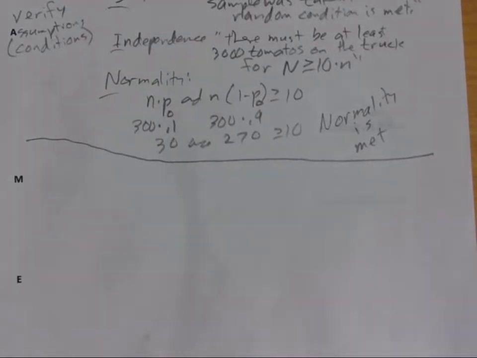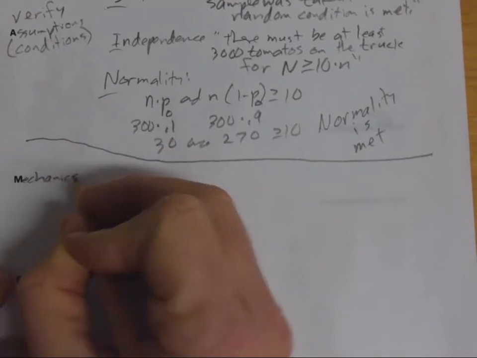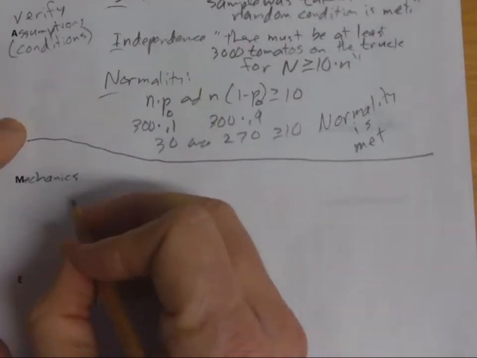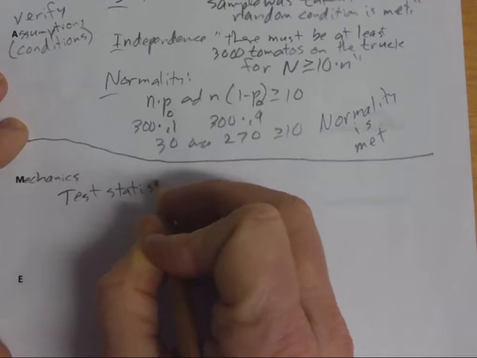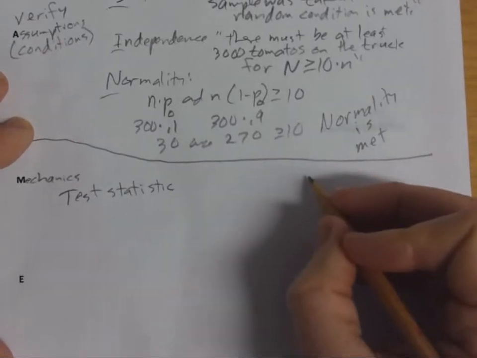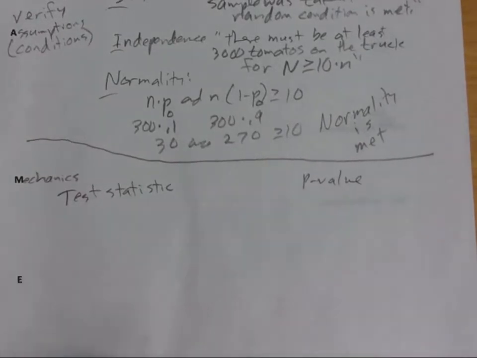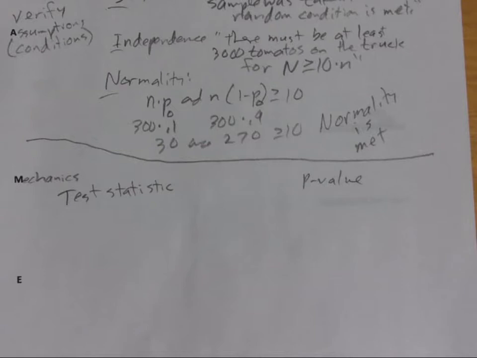Now, the mechanics are going to be a little bit different in this chapter. In the last chapter, we would just, in essence, make our interval, but now we've got to show two numbers in our mechanics. We've got to show what is known as our test statistic, and we've got to show our p-value. The main number is the p-value. The test statistic is what is used in essence to calculate the p-value, but with our calculator functions, we don't really have to worry about that. But you do have to show your test statistic.